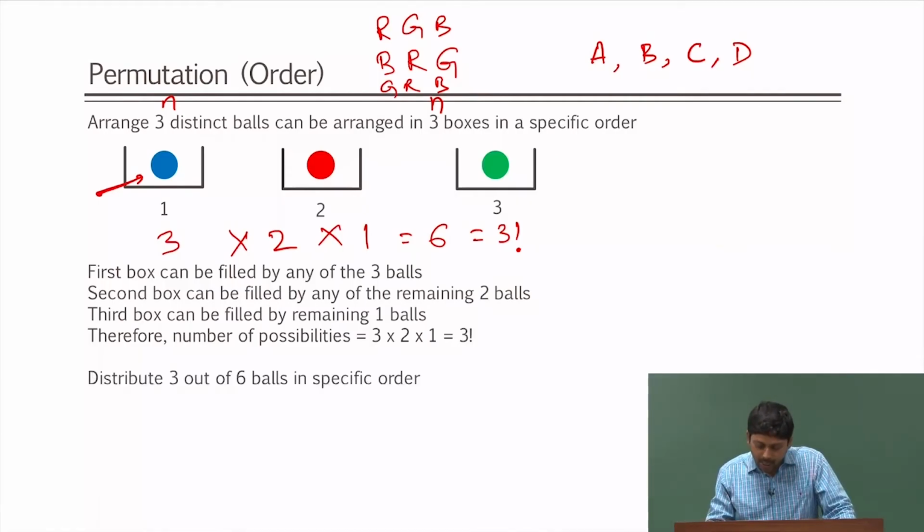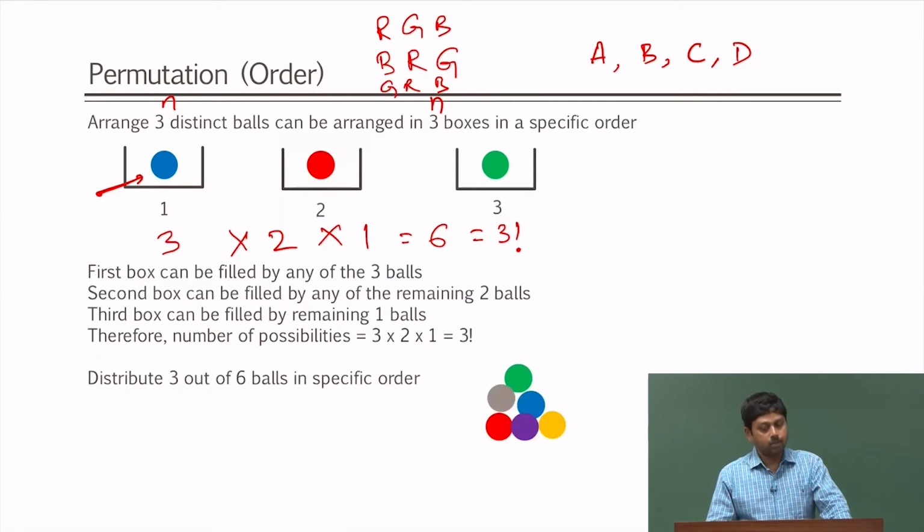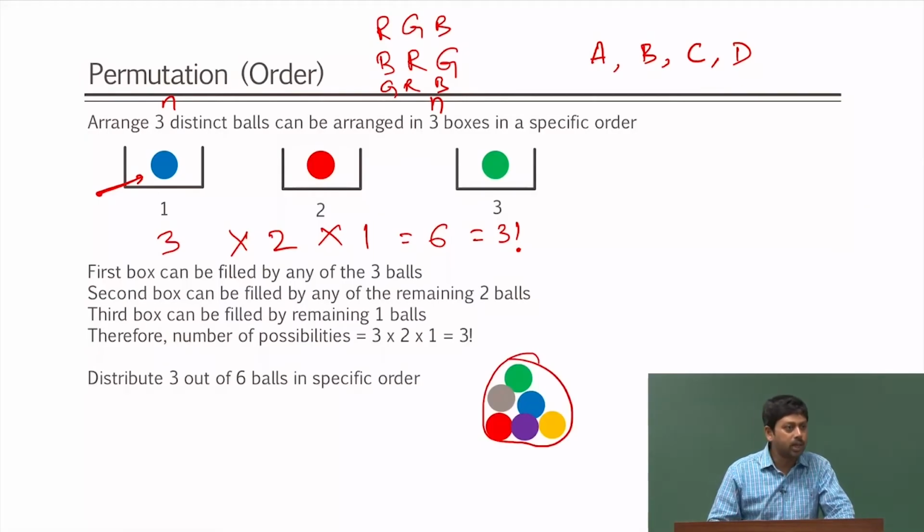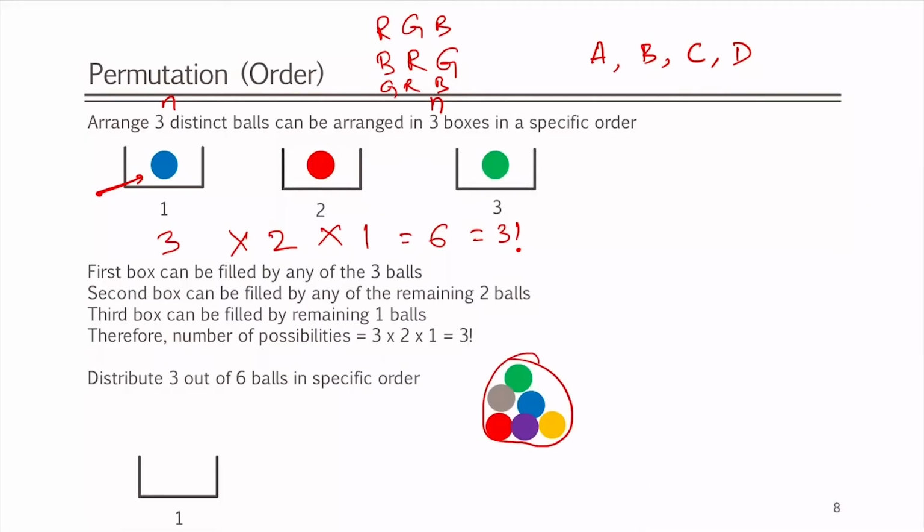Now, let us do a little bit more complicated one. Let us say I have only 3 boxes, but 6 balls. All 6 are there here, and I have only 3 boxes just like above. How can you do that? So, the first one can again be taken, let us say I have the 3 boxes.